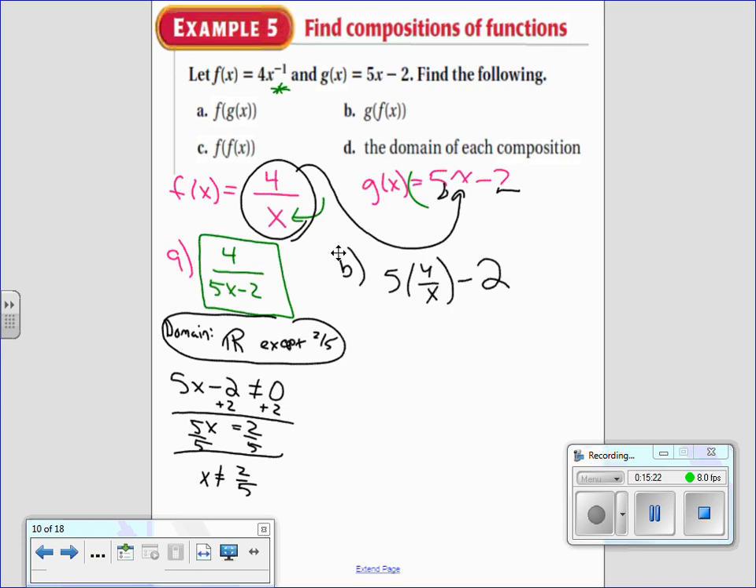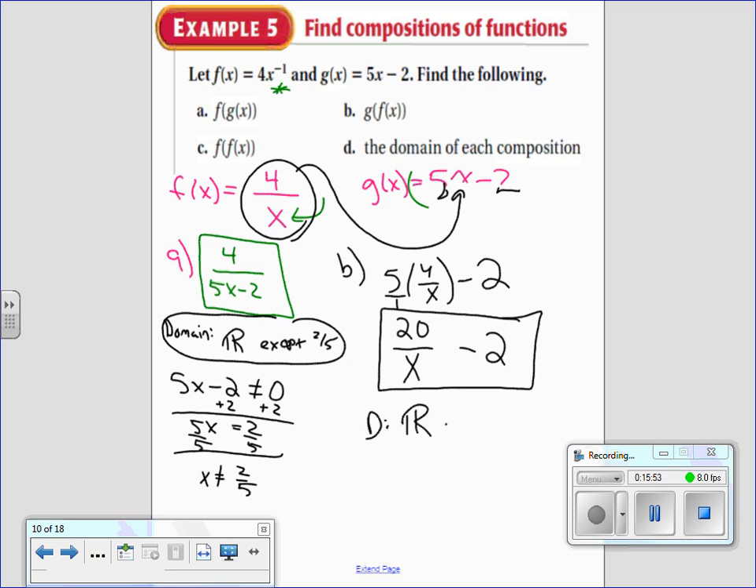Can you clean that up for me? What would it look like? 20 over x minus 2. So that's your answer. And then what's the domain going to be? Why isn't it 5x or like 20 over 5? We have a 5 over 1 here. Does that help? Yeah. So you do the 5 times 4 and you do the 1 times x. Domain, what is it? Who can I not divide by? So the domain is going to be all reals except 0.